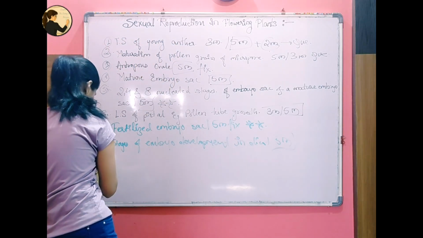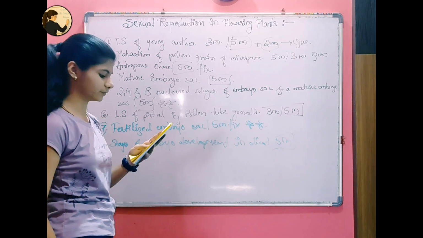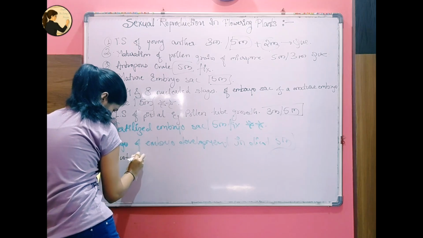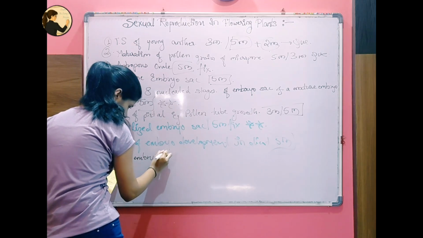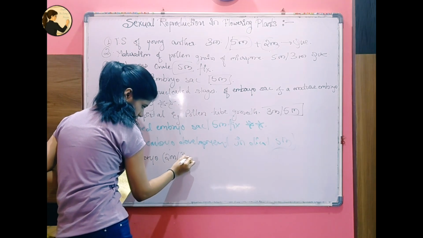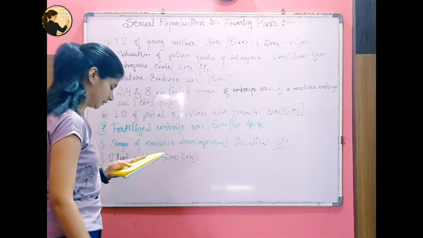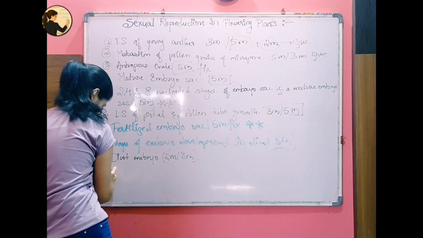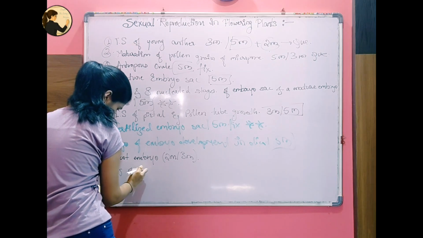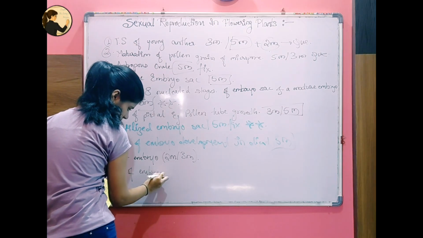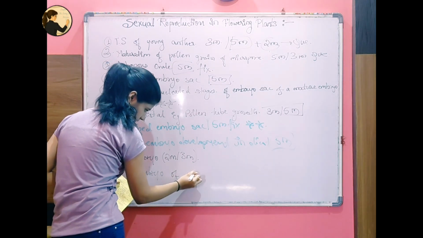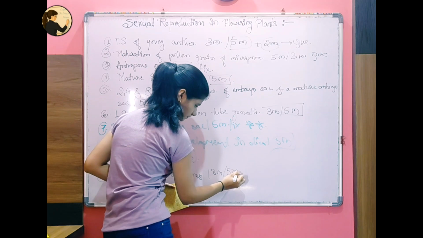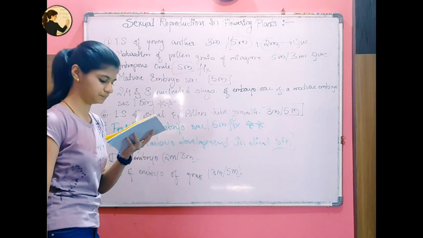Then the 9th question is the dicot embryo. Dicot embryo is for 2 to 3 marks, no doubt. Then the 10th question is LS of embryo of grass. LS of embryo of grass is for 3 marks, plus points 5 marks.